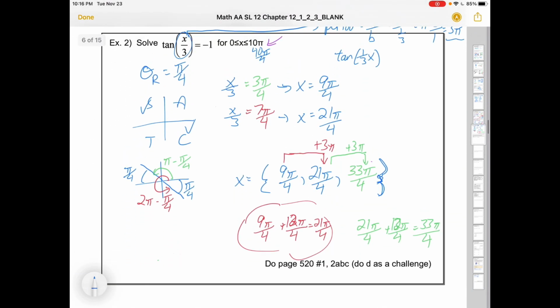There are some questions in your book on page 520, and I'll get you to do number 1 and 2 ABC. If you want to do D as a challenge, that's great too.